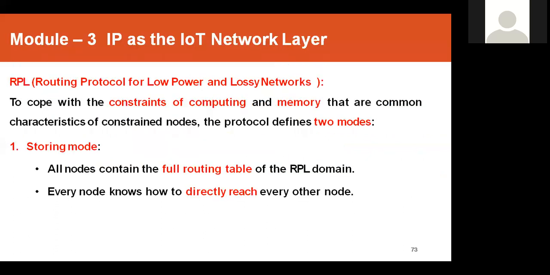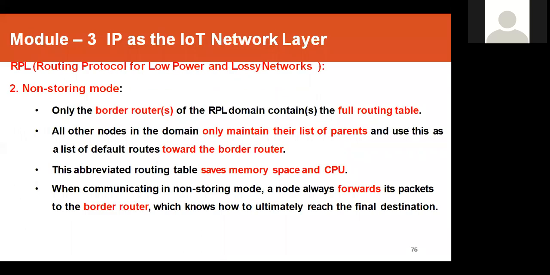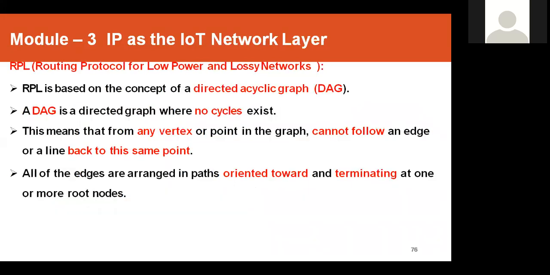Yes, this protocol provides two modes. First is storing mode. All nodes contain the full routing table, because we need to forward the data and determine the next destination address. Based on that, it will find out. Second is non-storing mode, where only the border routers of the RPL are used to connect or to send the data. Okay, so you need to understand that.